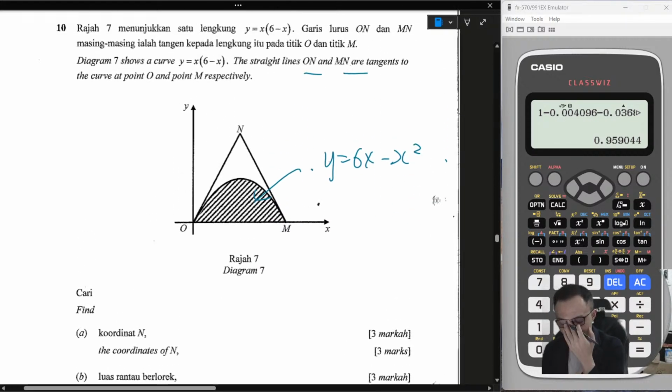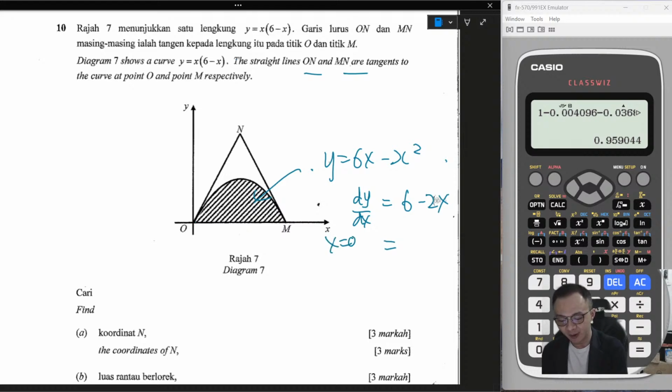Okay, so this one is 0, 0. So I will just do dy/dx for them first. 6 minus 2x. Then I will just sub the 0 into here. So this one will be 6. When x equals 0, I will get 6 here. So that means for this line, the gradient is 6.